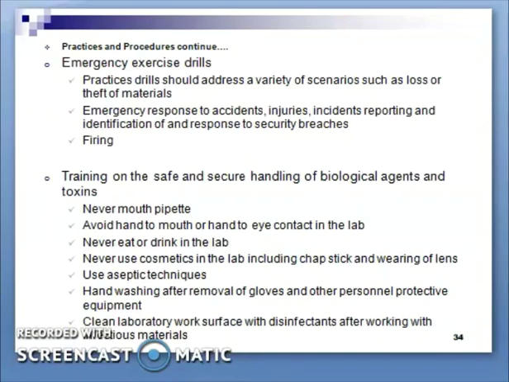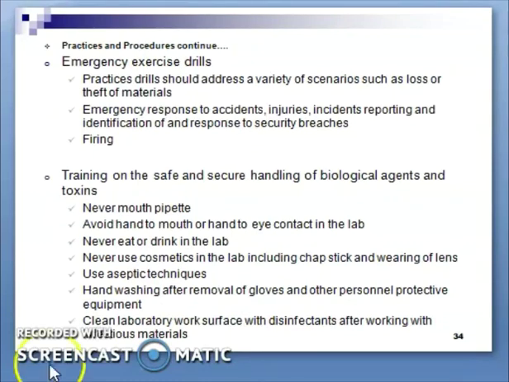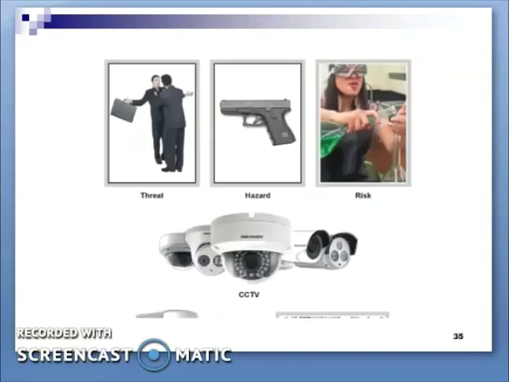These are the practices and procedures which we should strictly observe while we are going to mitigate the biorisk. And mitigation of biorisk is the second main component in biorisk management. So next we have some snaps to show to you relevant to these things we discussed here.